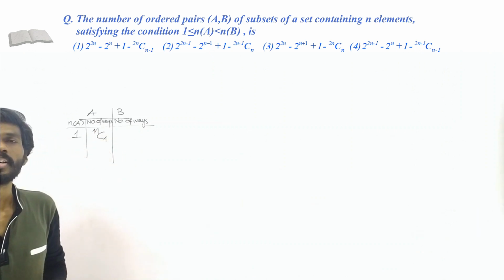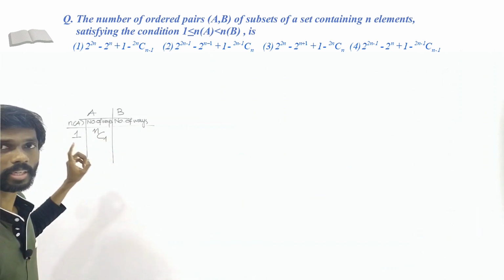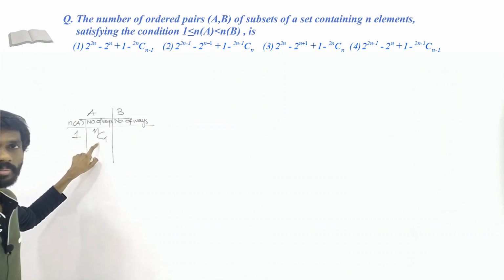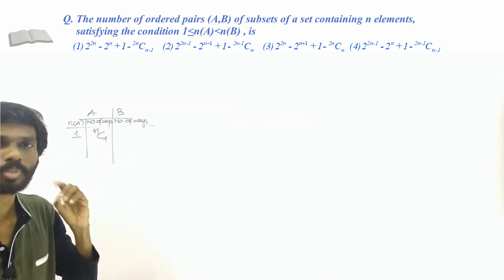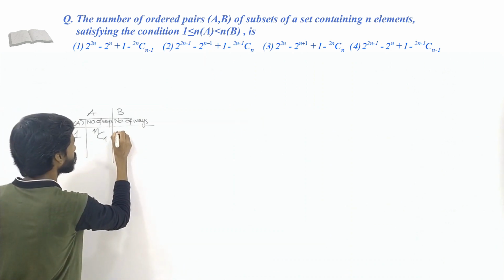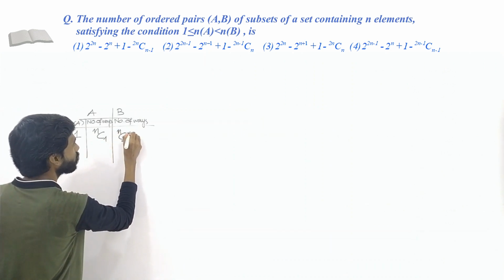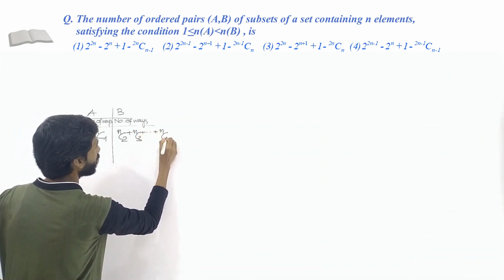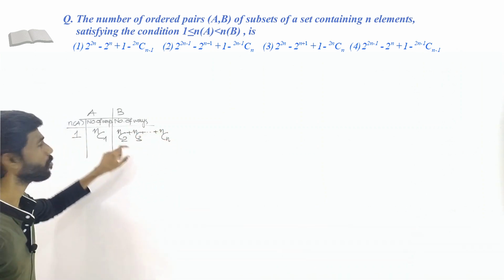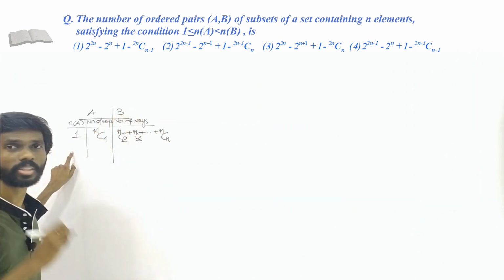So this is the number of ways to form a 1 element subset. So nC1 ways. Now n(B) is more than n(A). That means B should have minimum 2 elements. So let us select a 2 element subset, so nC2, or it can have 3 elements, so nC3, or it can have 4, 5, or it can have all n elements. So this is the number of ways to form the set B when A has just 1 element.